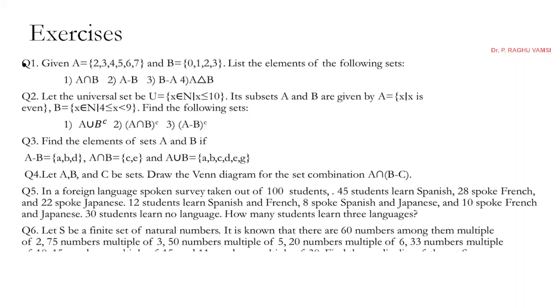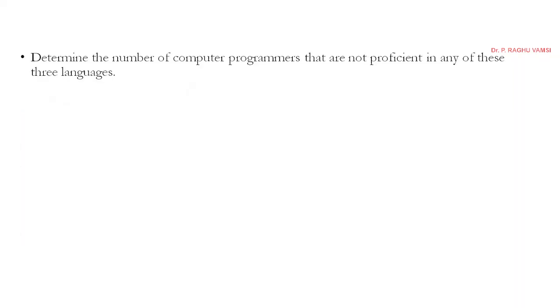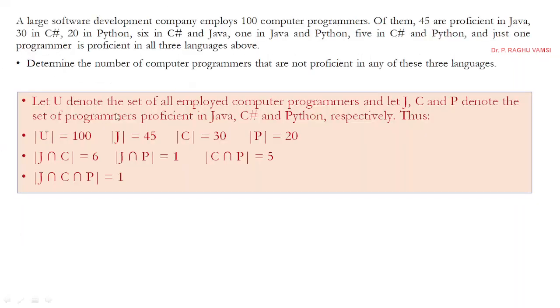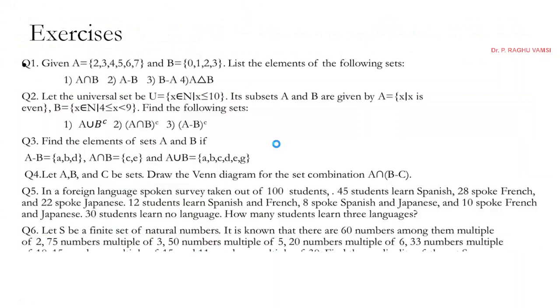Find the elements of the sets A and B, if A minus B is equal to a, b, d, A intersection B is equal to c, e, and A union B is equal to a, b, c, d, e, g. Now you can apply the formula A union B is equal to A plus B minus A intersection B. Whatever formulas are available, you may use them and get the values. Like how I have given the problem statement like this, you are supposed to go through this.